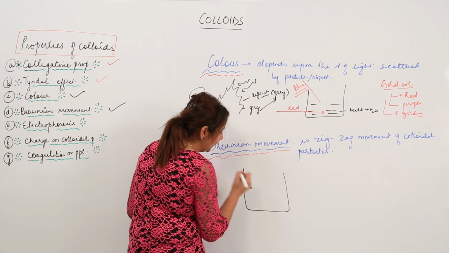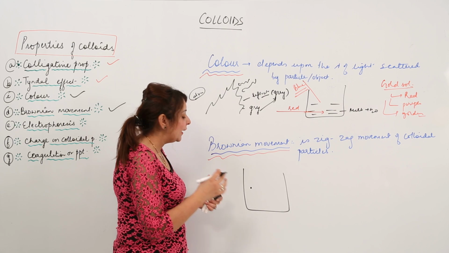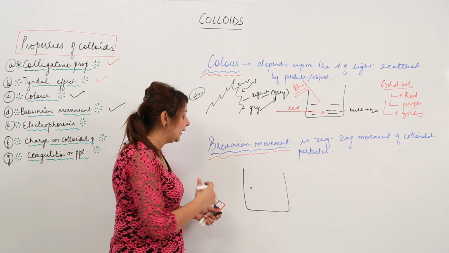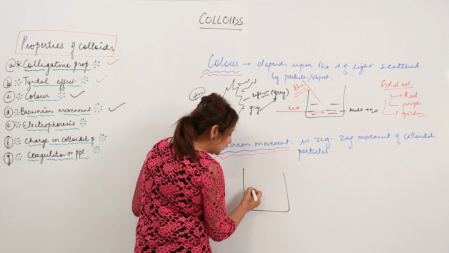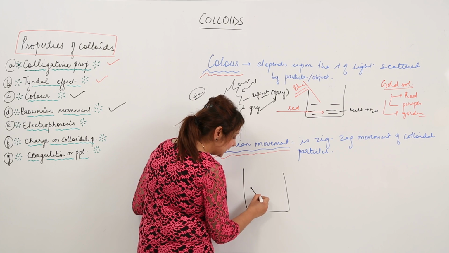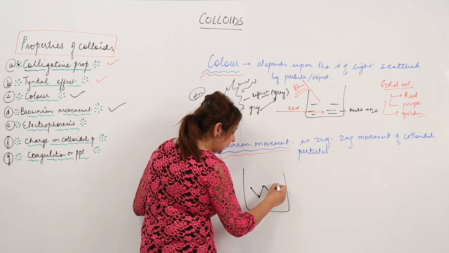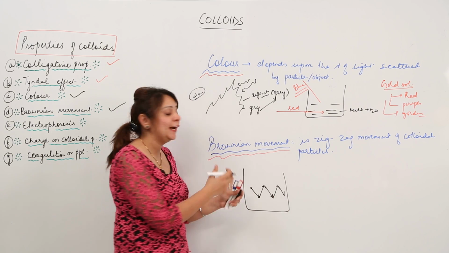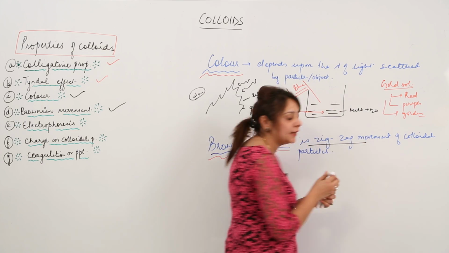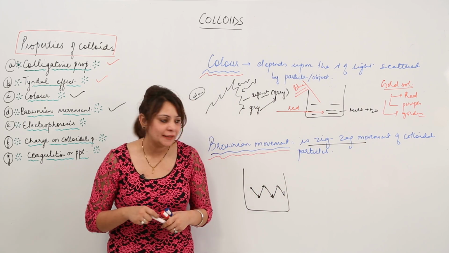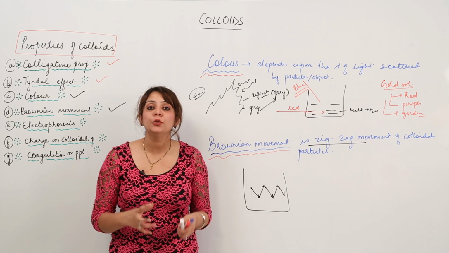Suppose this is my colloidal particle. When I see it with a powerful instrument, what I get to see is that the motion of the particle is like this, from here to here, then here, then here. So this kind of motion of the particle, a motion in a zigzag manner, is seen in the case of colloidal particles. This is called Brownian movement.